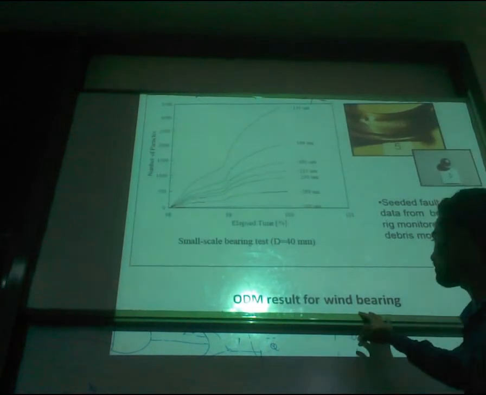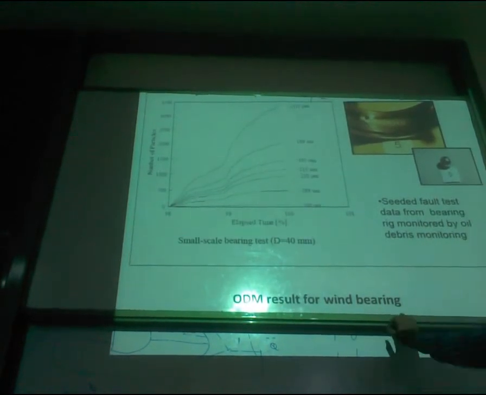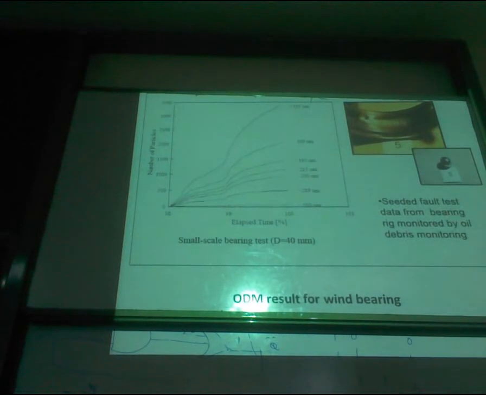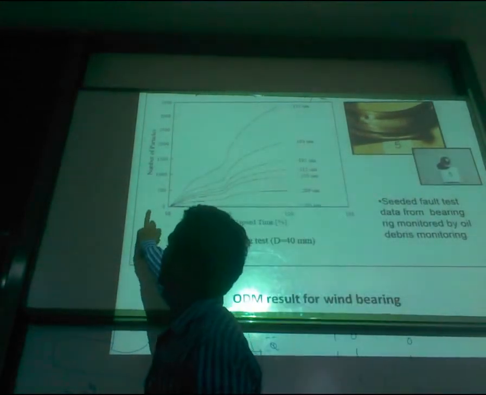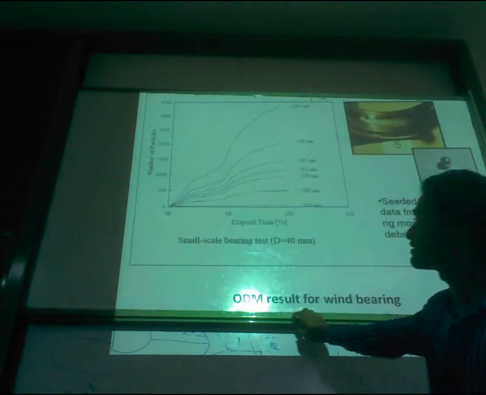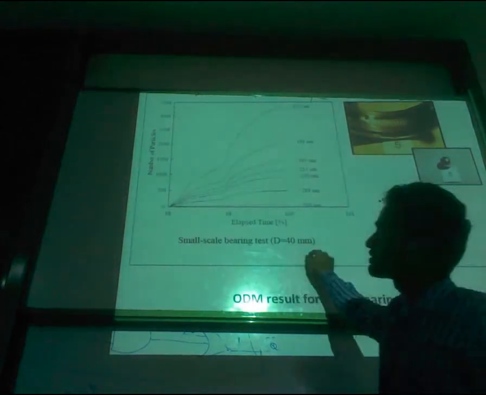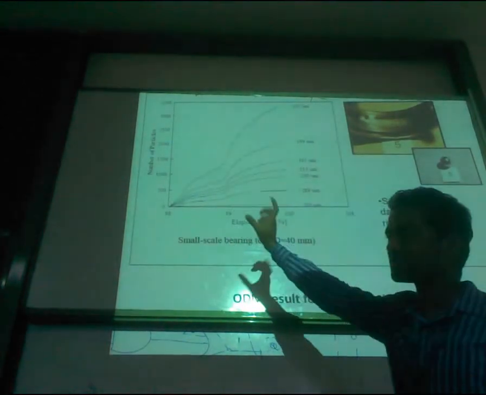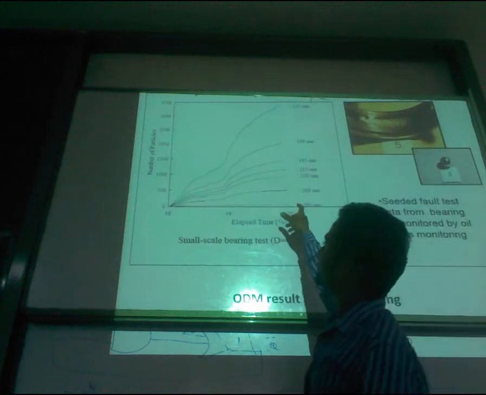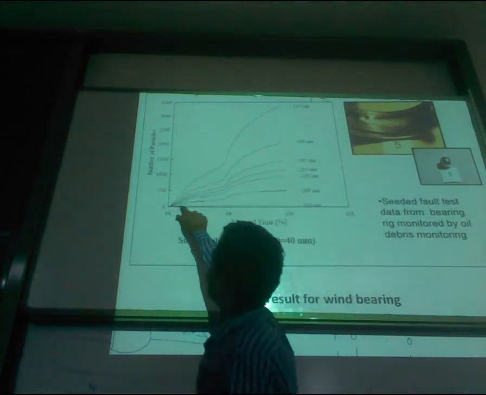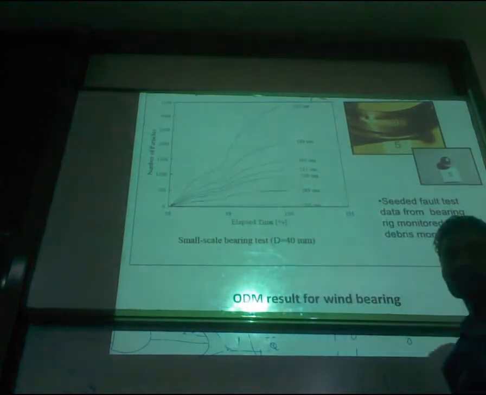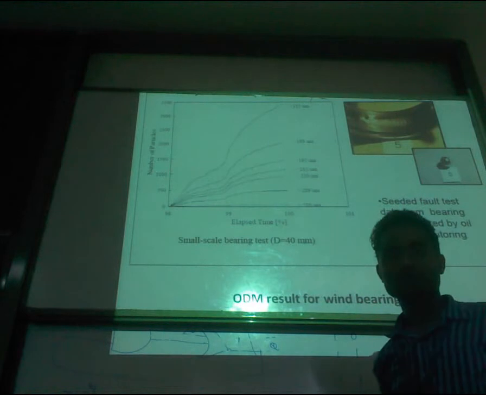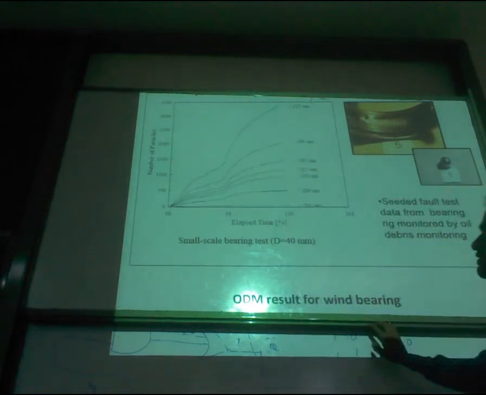Next, this is the oil debris monitoring result for the wind turbine bearing. This is the test carried out on the bearing. On the y-axis they plotted the number of particles counted by the oil debris sensor, and this is the time elapsed. As time elapses, the number of particles sensed by the oil debris sensor increases. At time 0 it is 0. As time increases, the count of debris, that is wear and tear inside the engine, increases. This is all about this.